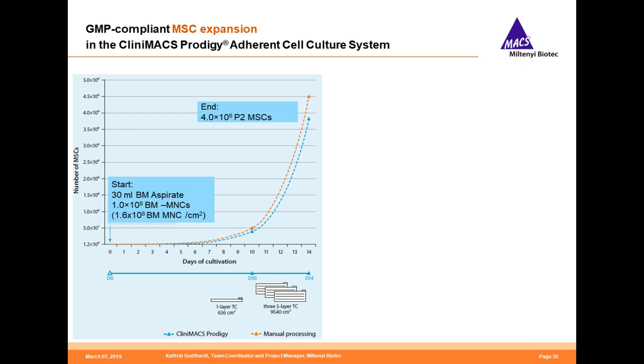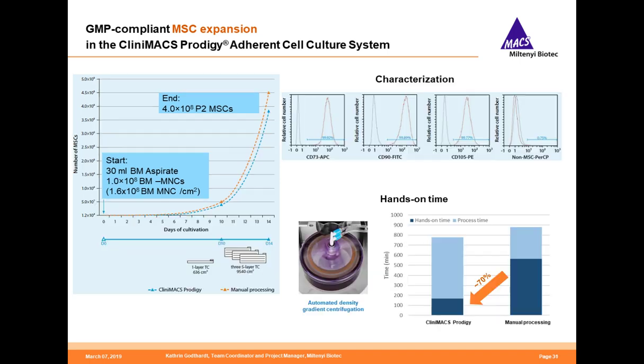In both cases, after 10 days, cells were about 70 to 80% confluent. We harvested cells in the Clinimax Prodigy by starting the harvesting procedure, seeded the cells again, and ended up after 14 days with 400 million MSCs, which is quite a high number. At the end, we used three 5-layer stacks in parallel, processed by the Clinimax Prodigy.